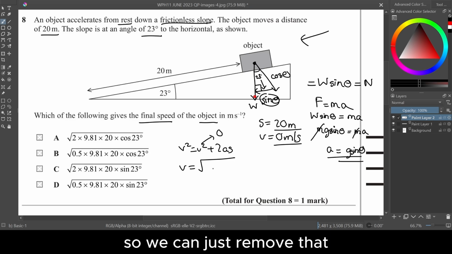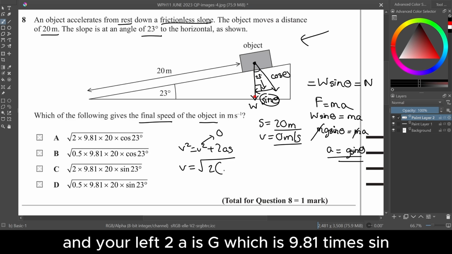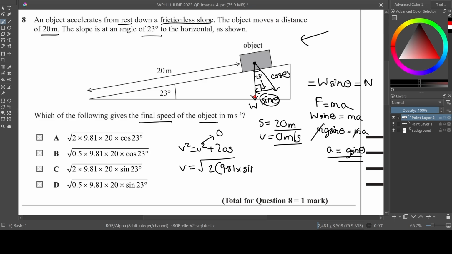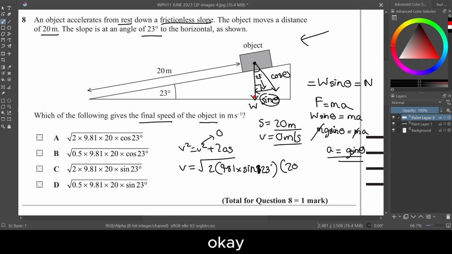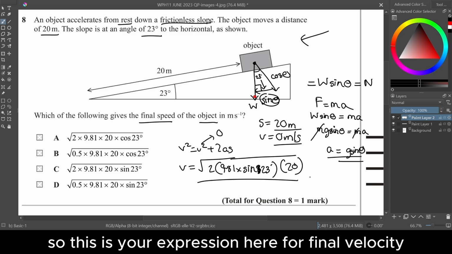So we can just remove that, and you're left with 2. A is g, which is 9.81 times sine, and theta is 23 degrees. Sorry, 23 degrees. And then you have s, which is 20. Okay, that's it. So this is your expression here for final velocity.